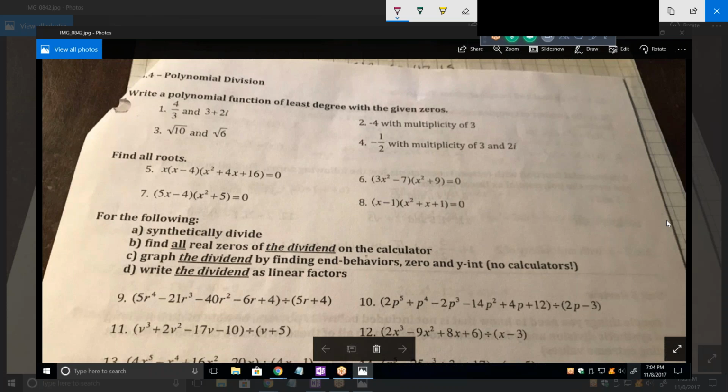And on number 3, what would the 2 factors be? X plus root 10, x minus root 10, and then x plus root 6, x minus root 6. Okay.